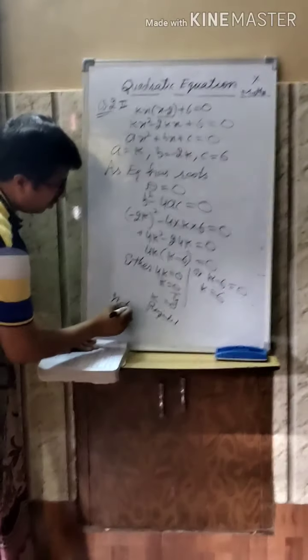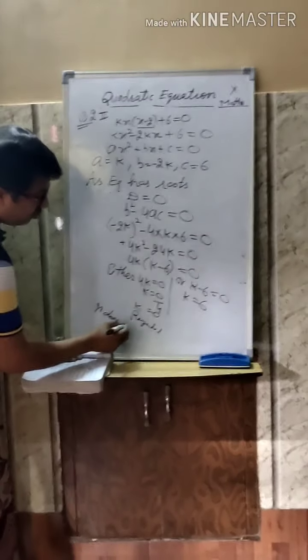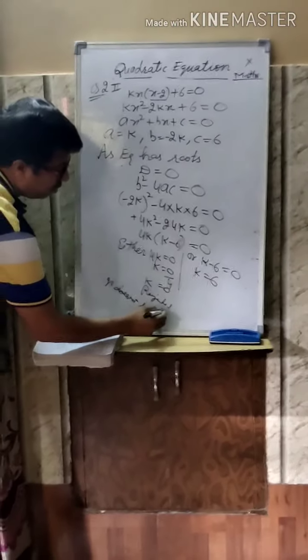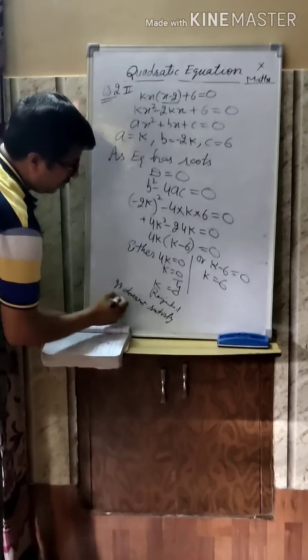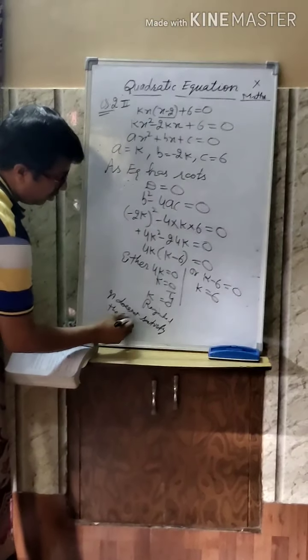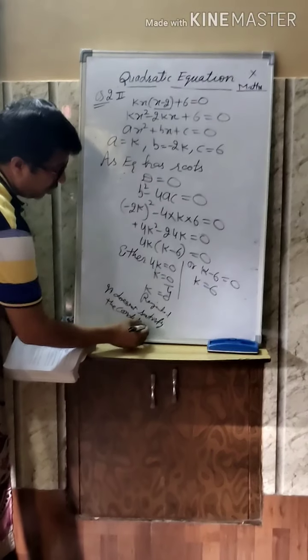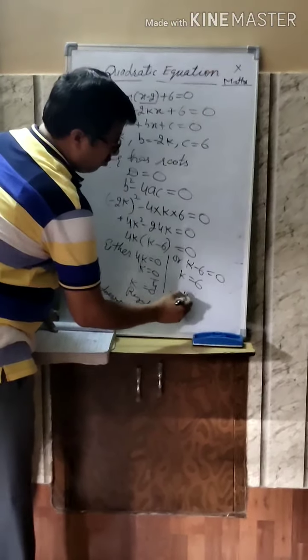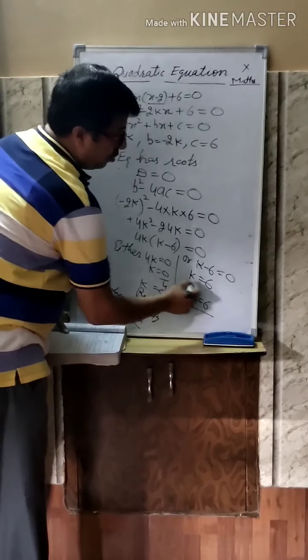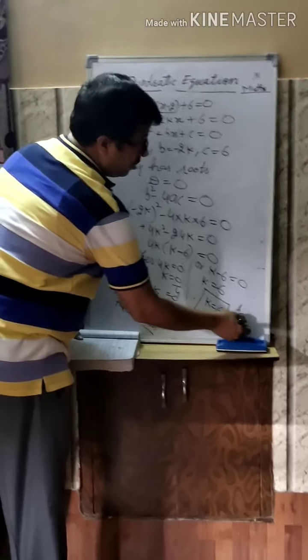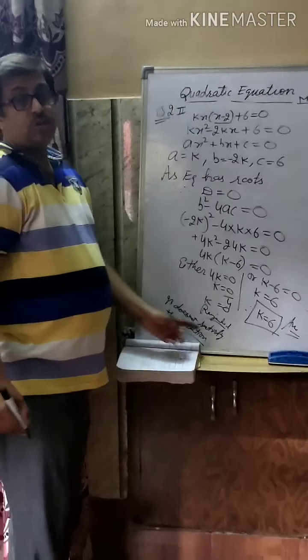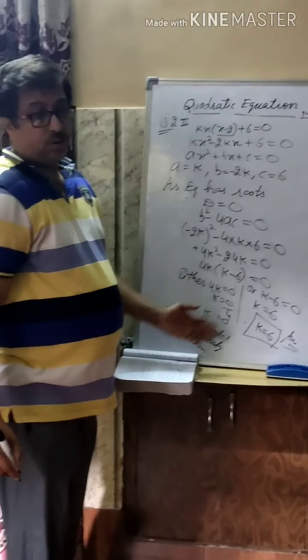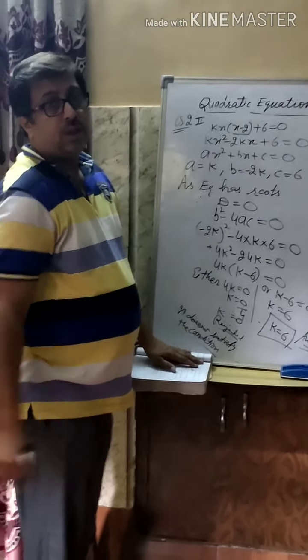What is the reason? Because it does not satisfy the condition, so that is rejected. So you can say the value of k equal to 6 is the only answer. Don't say that two answers are there. If you take two answers, then half marks will be cut in the exam.